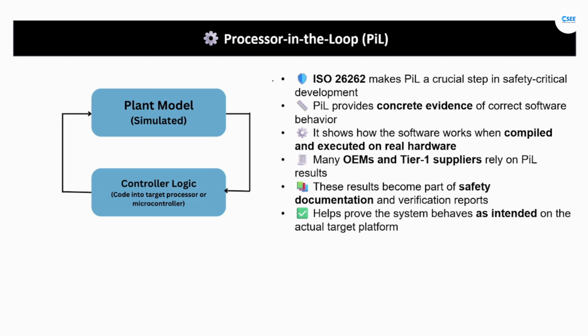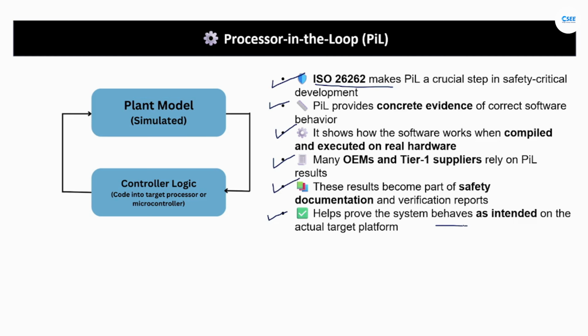Speaking of ISO 26262, PiL testing is a key step in safety critical software development. It provides concrete evidence that the software behaves as intended when compiled and executed on the target hardware platform. Many OEMs and Tier 1 suppliers use PiL results as part of their safety documentation and verification reports.